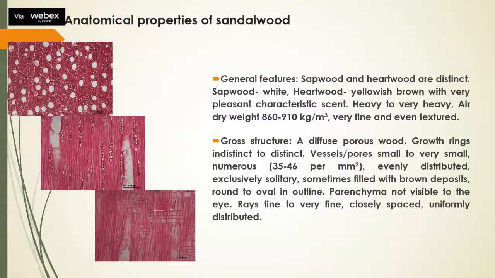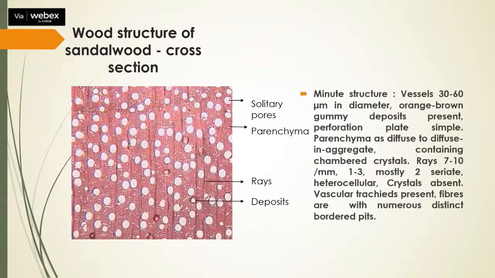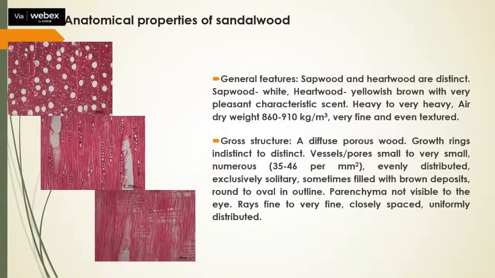The vessels are pores which are very small and numerous in this case, and evenly distributed. The vessel distribution is exclusively solitary. That means the pores occur in singles only, not in multiples. There may be some brown colored deposits inside the vessels or pores. They are round to oval in outline, and the parenchyma is not visible to the unaided eye, and even with the help of the 10x hand lens it is not that easily visible.